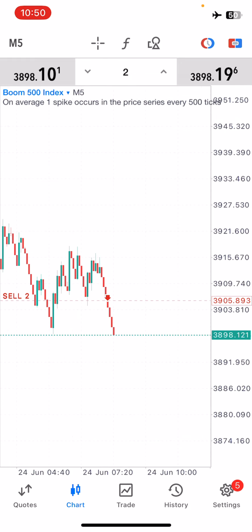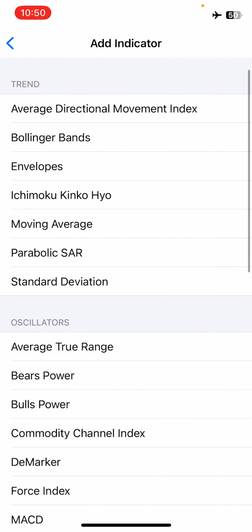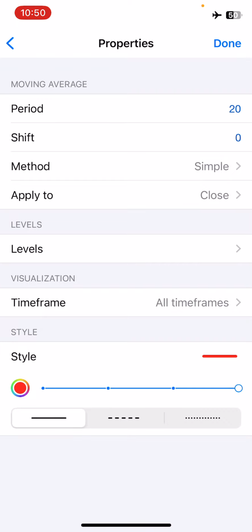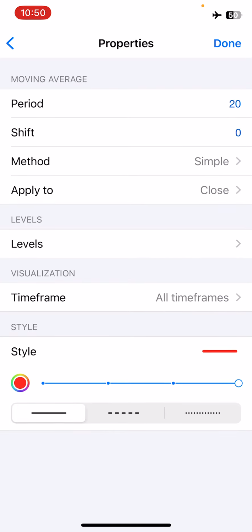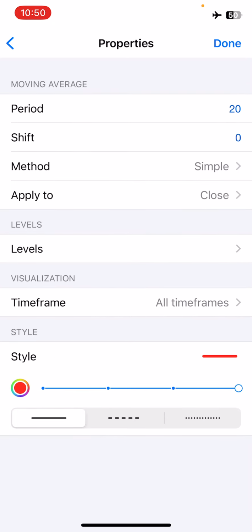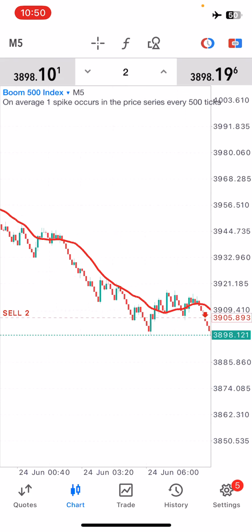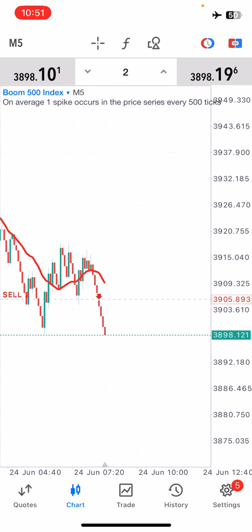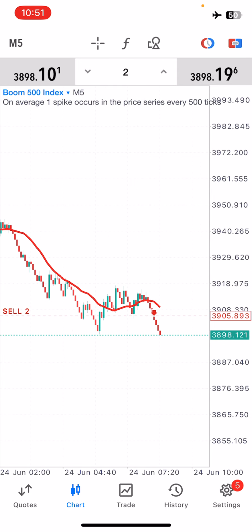The first indicator that we will need is a moving average, like you saw. So I'm going to go to my indicators, then click on the moving average, and we're going to have the following properties. We've got a period of 20, a shift of 0. The method is simple: apply to close, and then there's no need for any levels. And on visualization, the indicator should appear on all time frames. And then on style, we chose that red color. If you click down, you should have a red moving average running across your charts. As you can see, we do.